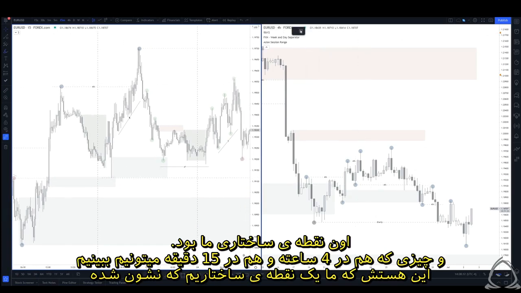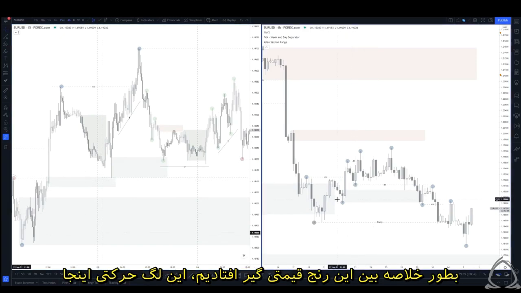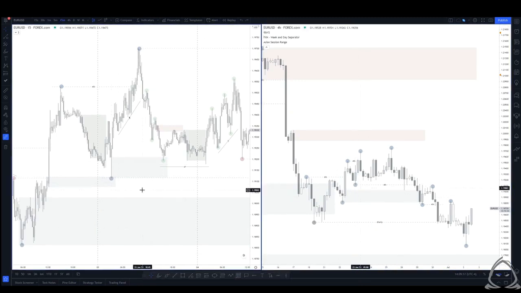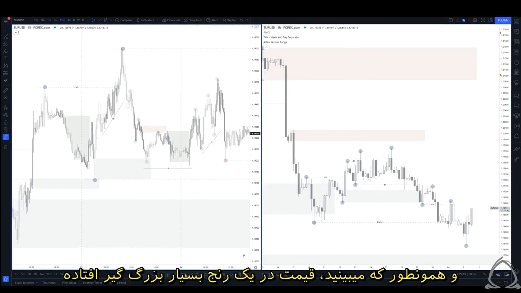And what we can see when we're looking at the 4 hour as well as the 15-minute, we have a structural point that is mapped. We're basically caught within the range of price, this leg of price right here, which is from this low to this high. Not sure why that's not appearing. And as we can see, price is caught in a very large range in price.